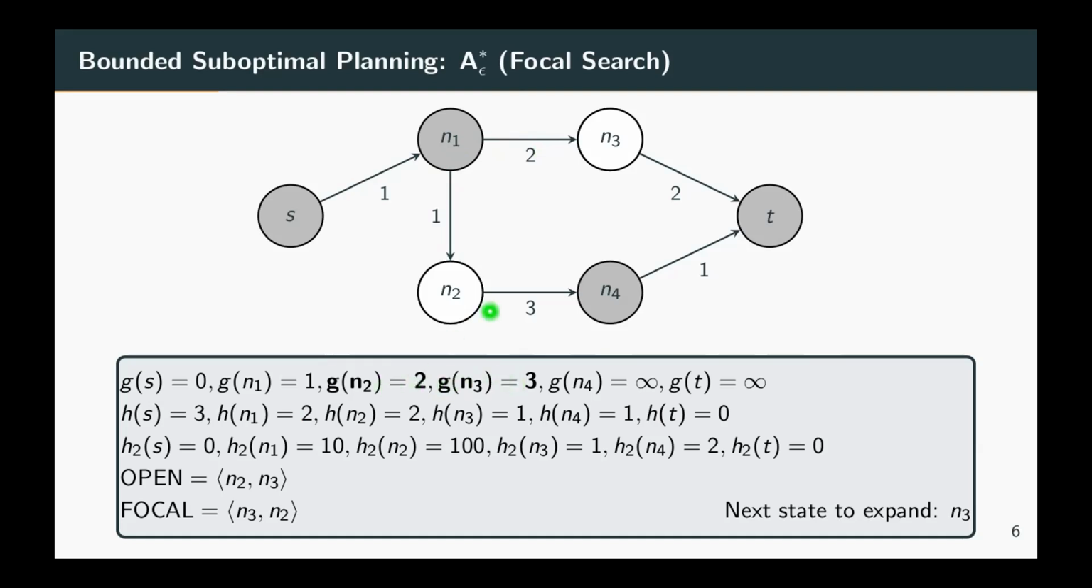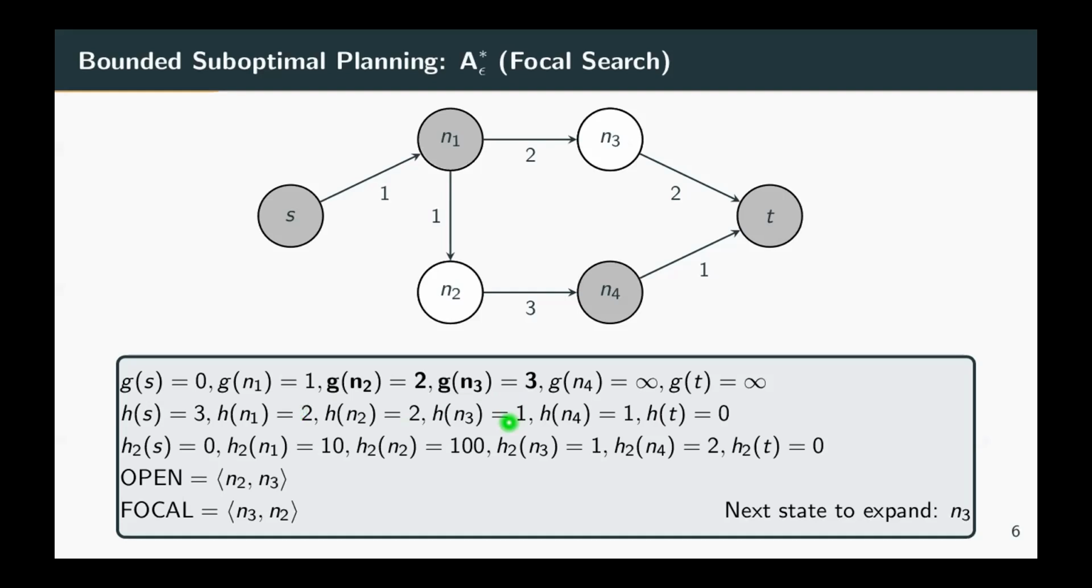And now we can compute again the F value, which is the sum of G plus H. So for N2, it would be 2 plus 2 is 4. And for N3, it's 3 plus 1, which is also 4. So now we have in our open list 2 entries. It's a priority queue, but the value is the same. So the ordering between N2 and N3 is arbitrary. In practice, people sometimes use a tie-breaking mechanism, but for our simplistic assumption, it could be in any order.